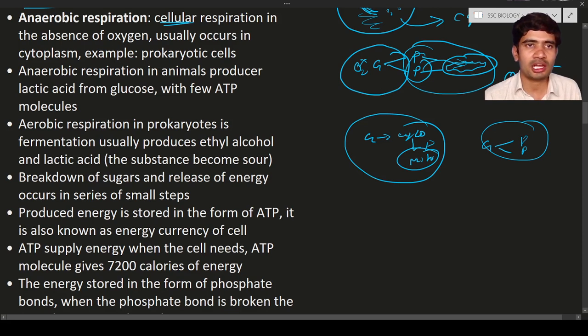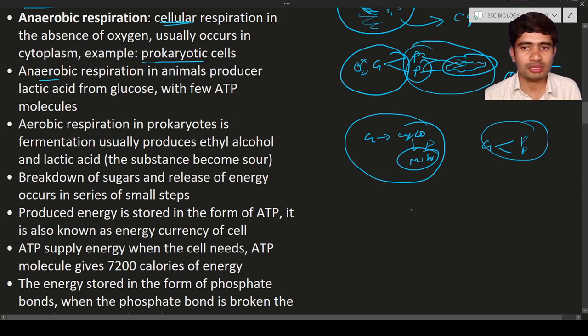Generally, such anaerobic respiration occurs in prokaryotic cells. Prokaryotic cells means cells like bacteria. They do not have a nuclear membrane, they do not have most of the cell organelles, and so on. That is known as anaerobic respiration occurring in prokaryotic cells. Anaerobic respiration in animals produces lactic acid. In animals like human beings, in your body also, anaerobic respiration will occur.